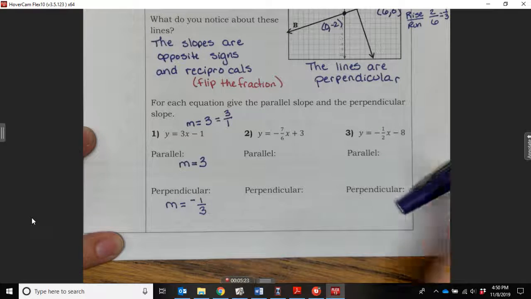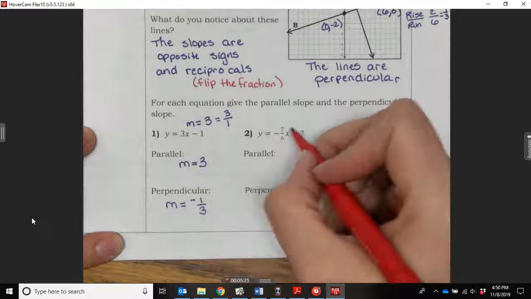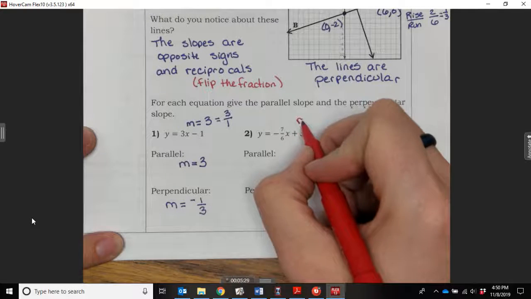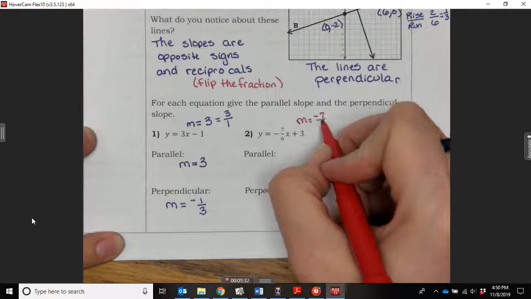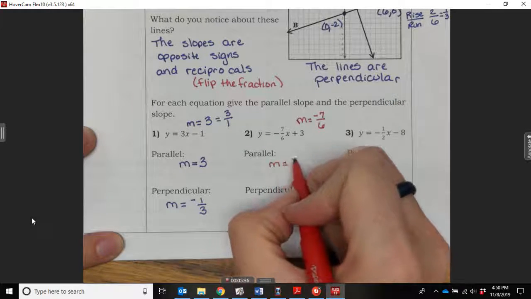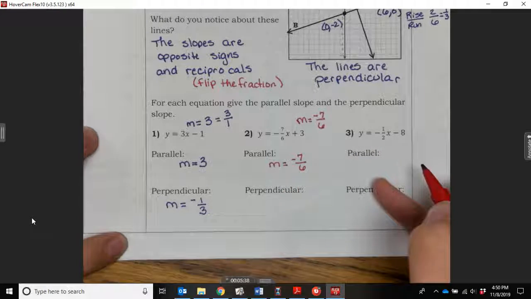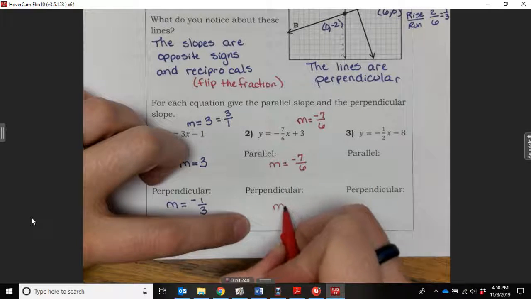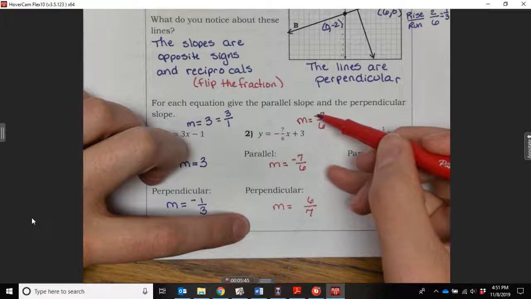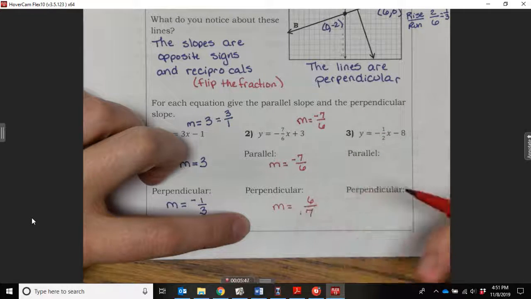Number 2, same thing. My slope here, y equals negative 7 over 6x plus 3. My slope is negative 7 over 6. If I want something parallel, I keep it exactly the same. If I want something perpendicular, I flip it upside down and I change the sign. Well, it was negative, so now it becomes positive.